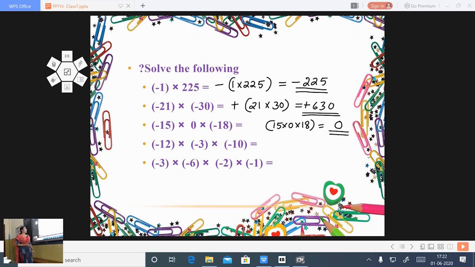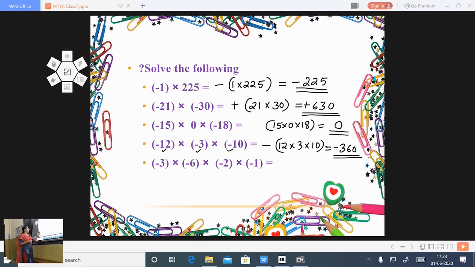Okay. Next one. Minus 12 into 3 into minus 3 into minus 10. So multiply them as whole numbers, that is 12 into 3 into 10. Then count how many negative integers are there. 1, 2, 3. 3 negative integers are there. We know that 3 is an odd number, so the product will be negative. So put here a negative sign. So multiply them. 12 into 3, 36. 36 into 10, 360. So the answer is negative 360.